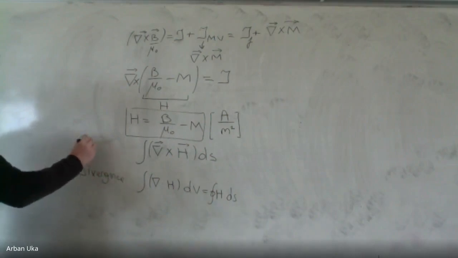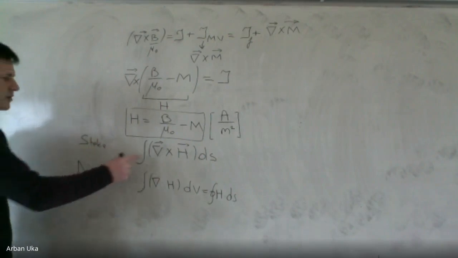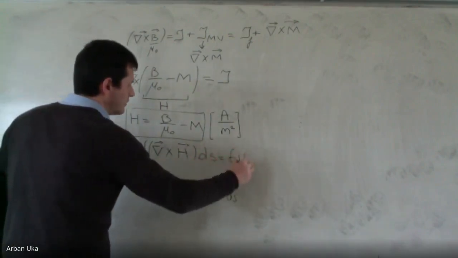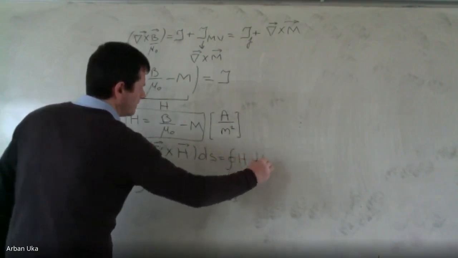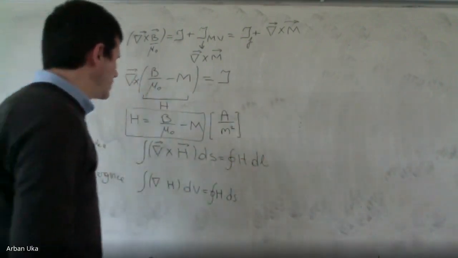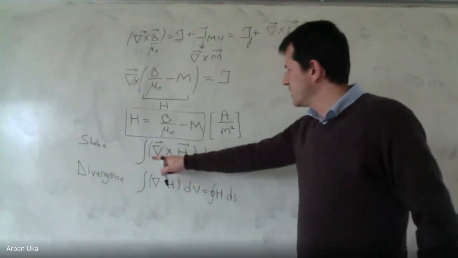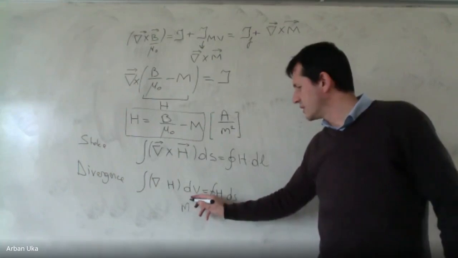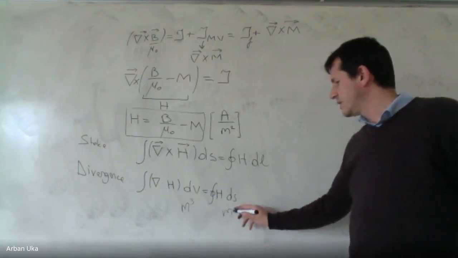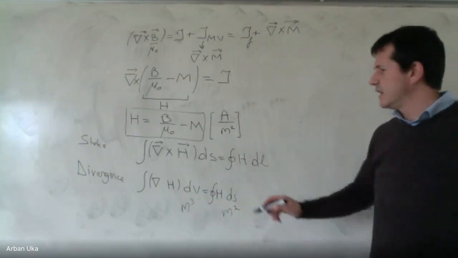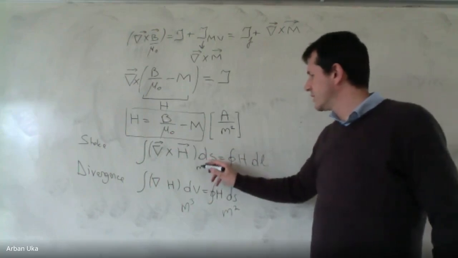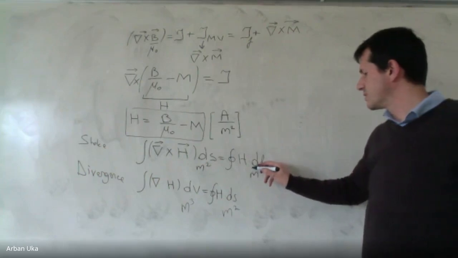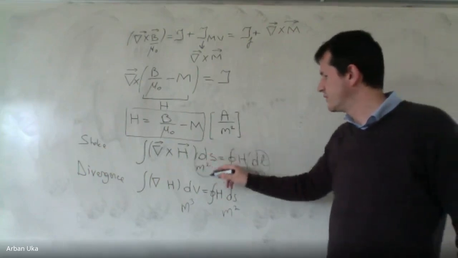But we have also the Stokes theorem. And Stokes theorem states that the integral of the curl of H over ds should be equal to the integral of H dl. So this part is the Stokes theorem. The divergence theorem converts an integral over meter cubed to an integral over meter squared. And the Stokes theorem converts an integral over areas to an integral over meters. So I'm just denoting the units of these.